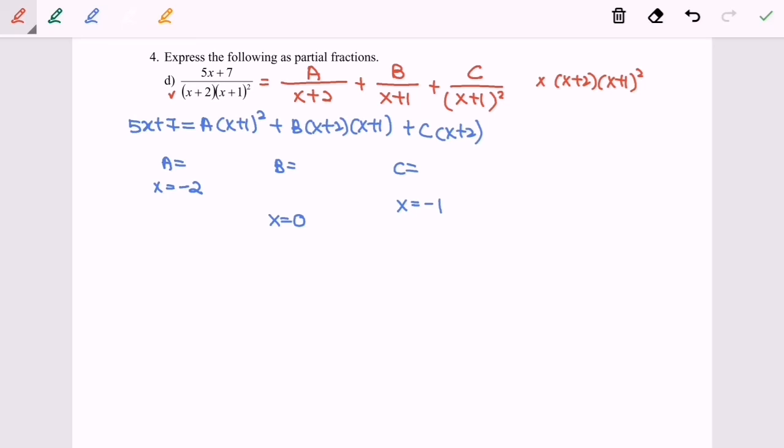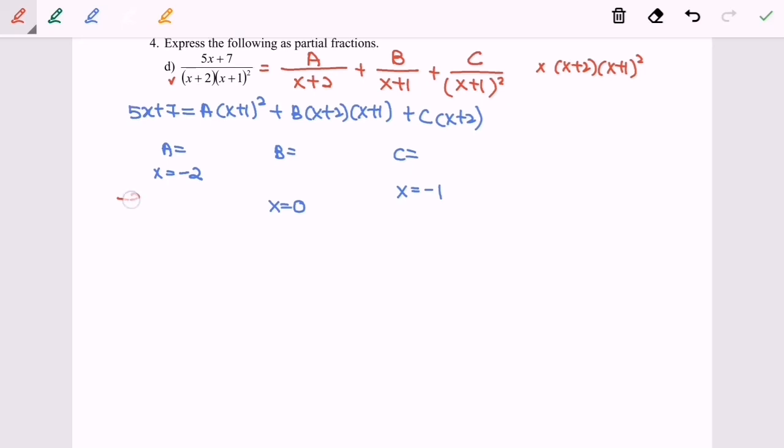Next is to find the value for the left hand side. With the help of the calculator, you can key in 5x plus 7 and use the calculate function to find the value for the left hand side. So I will have negative 10 plus 7, so my value will be negative 3 for the left hand side. If I substitute 0, I will have 7 for the left hand side. If I substitute negative 1, I will have a value of 2 for the left hand side.